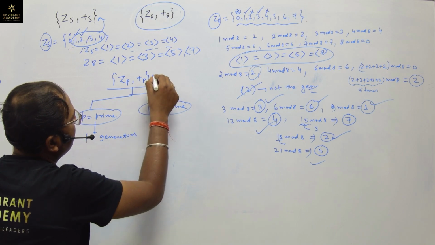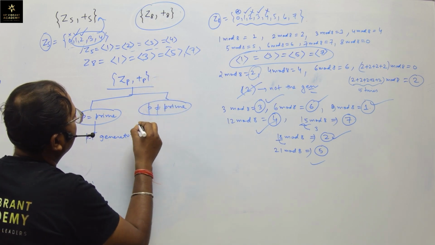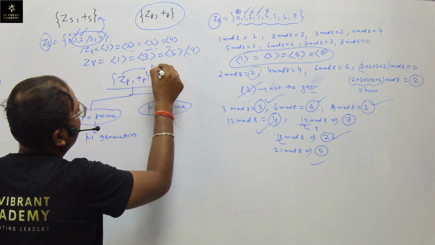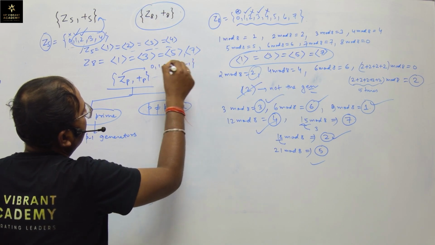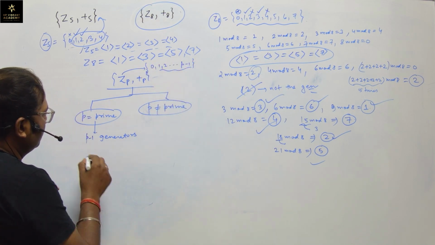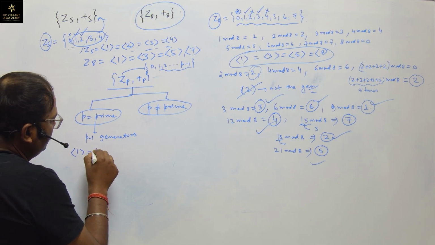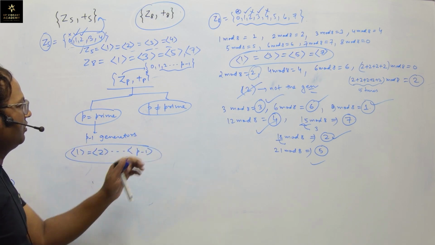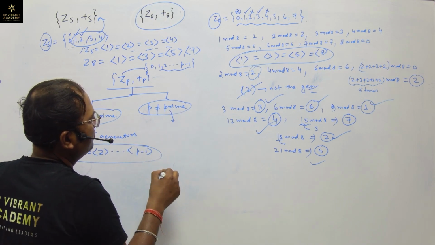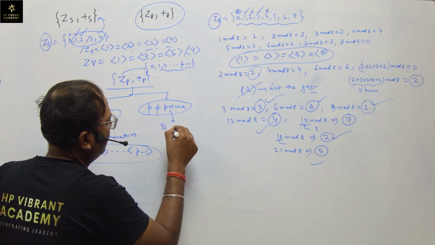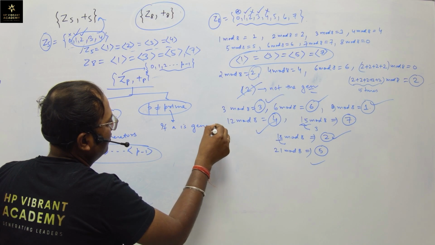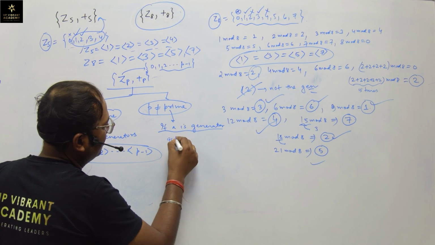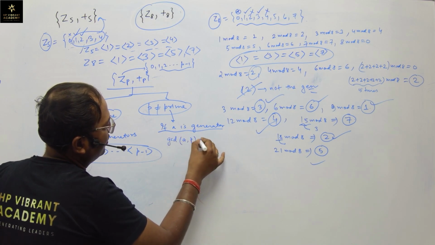The elements in ZP are 0, 1, 2 to P minus 1. So all the elements except 0 are generators: 1, 2, to P minus 1. But in case P is not prime, if A is a generator, then the GCD of A comma P is equal to 1.